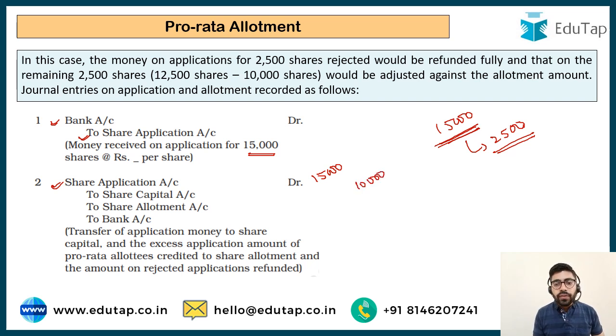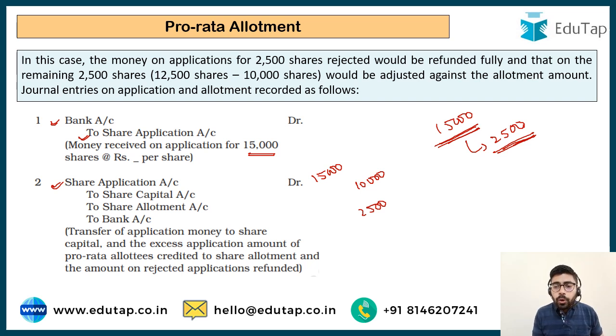Now this difference is to be adjusted in two separate accounts. For these 2,500 shares, the entire refund is being issued. So the money goes out of our bank account, our asset is going to be reduced, and we are going to credit it. The bank account is going to be credited by the amount of the 2,500 shares. I'm only talking in terms of shares, but you would actually be transacting in the amount, say 2,500 into 10, 50 or 100.